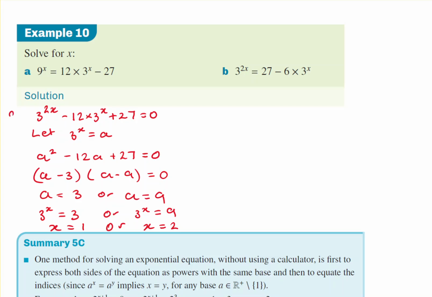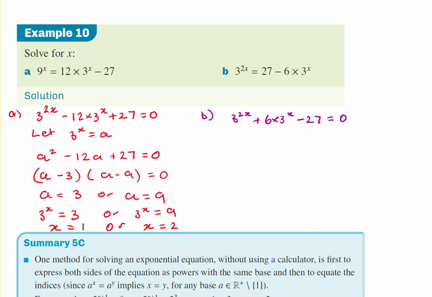Second example there. I'll just label that one A. What colour pen will we go for? Purple. This to be different. So we have 3 to the 2x plus, so I'm making it all equal to 0, 6 times 3 to the x, and hopefully you've recognised it's a quadratic, minus 27 equals 0.